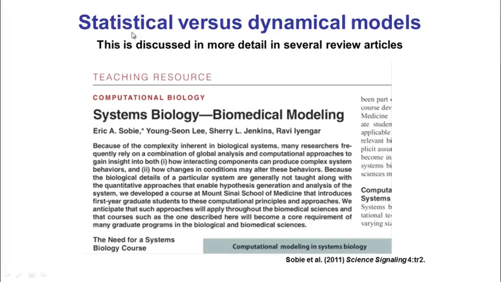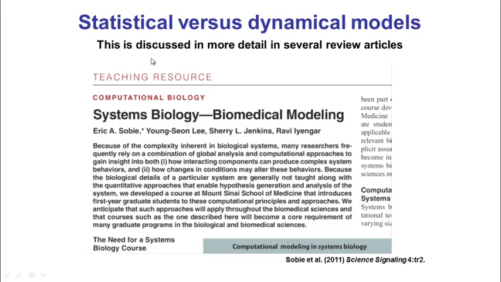And this dichotomy of statistical models versus dynamical models has been discussed in the literature and in several review articles, including one of ours. This is an article that my colleagues and I published that describes a course that we developed at Mount Sinai School of Medicine. And this Coursera course has evolved in many ways from this course that we teach at Mount Sinai.